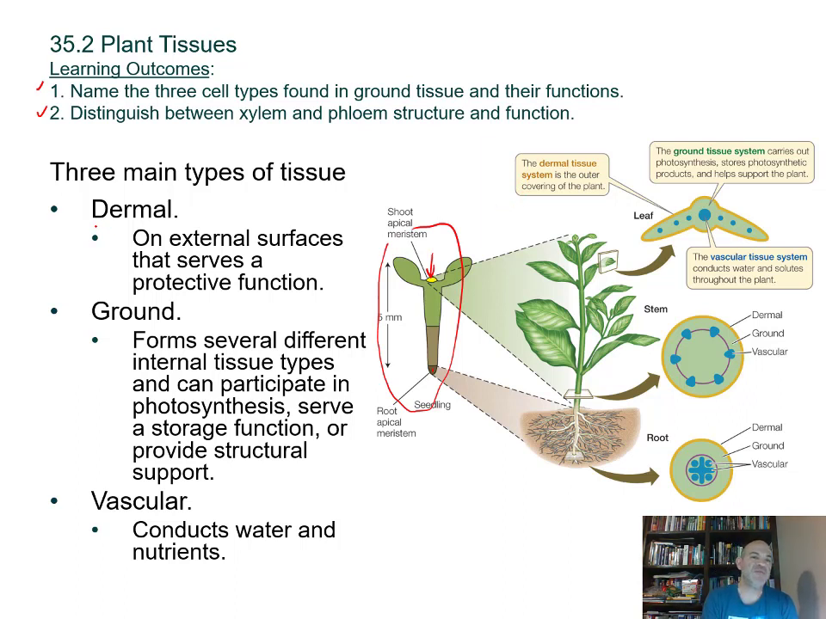The 3 main types of tissues that will be covered are dermal, which are on the outside or the external surface of the plant, and they provide protection. And then we have ground, and this will form several different types of internal tissues. Some of them are going to be involved in photosynthesis or storage or provide structural support overall. And then we have the vascular tissue, which is going to be conducting water, minerals, and nutrients. And so you can see this highlighted here.